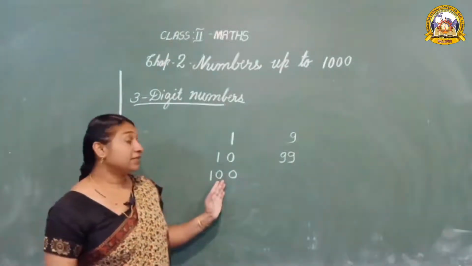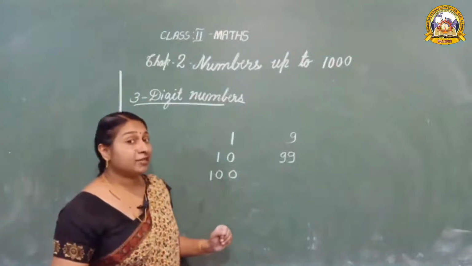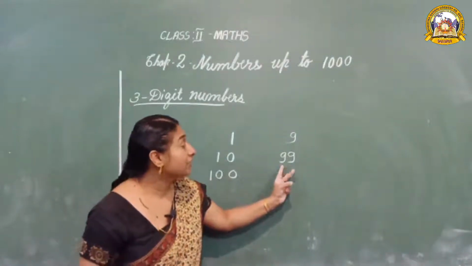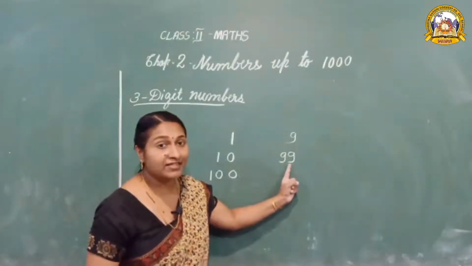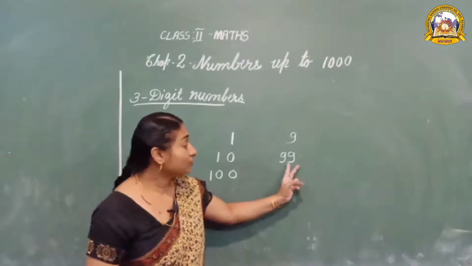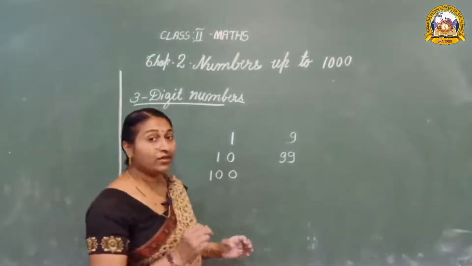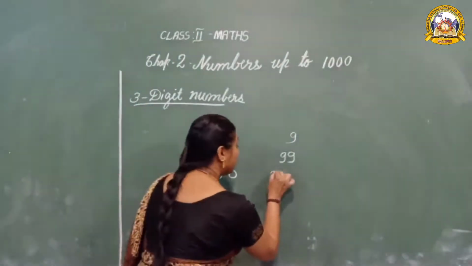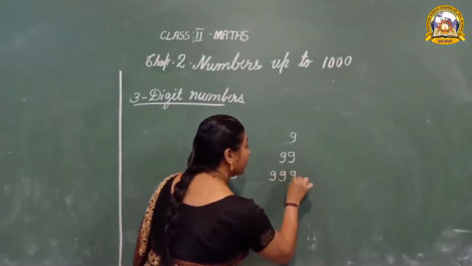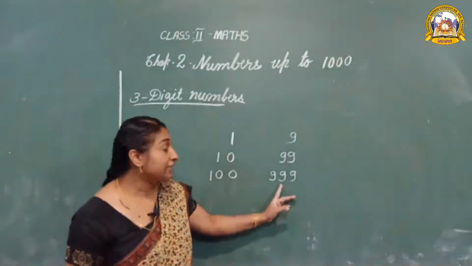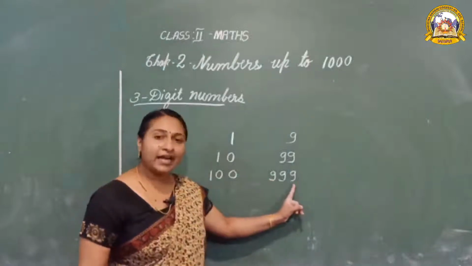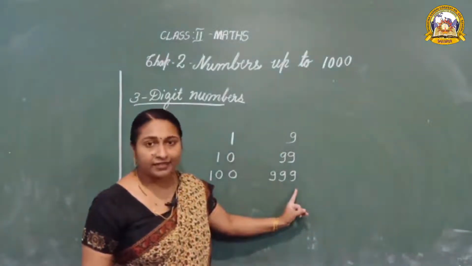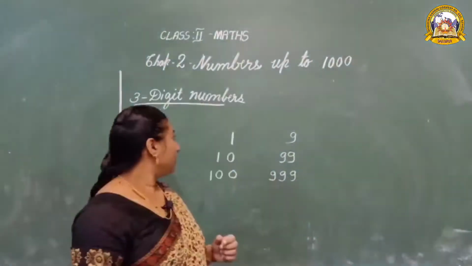Now you can say the largest 3-digit number. When we write the largest 2-digit number, there are 2 nines. How can we write the largest 3-digit number? Yes, write the 9 three times. Do you know which is the number? How can we read it? 999. Say 999. Okay.